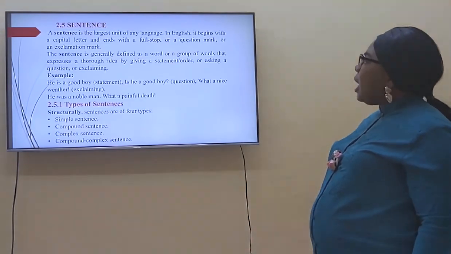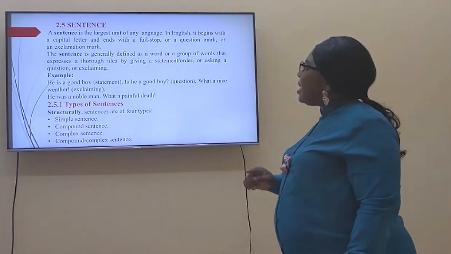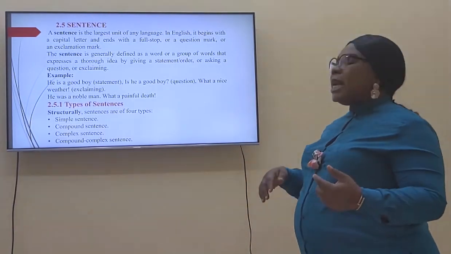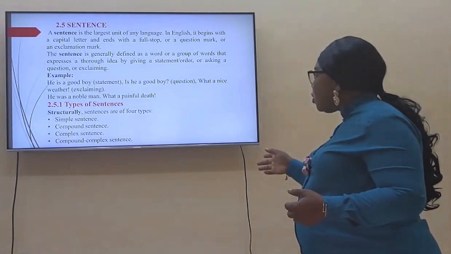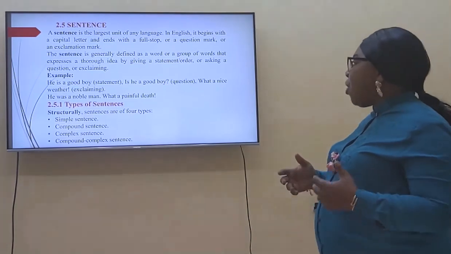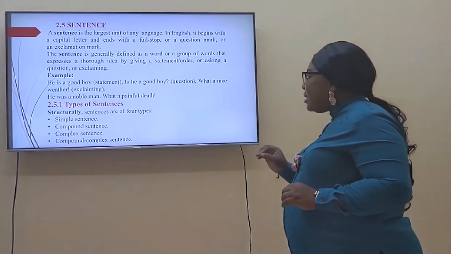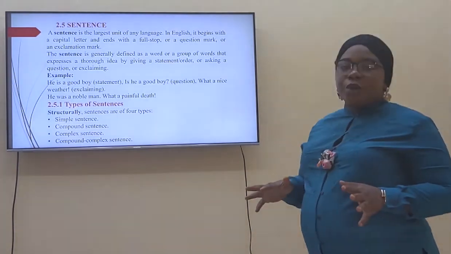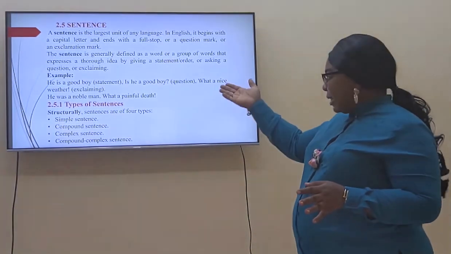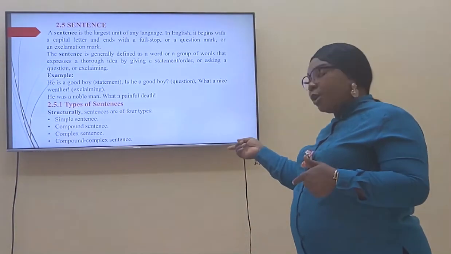Right? The next one is sentence. What is a sentence? A sentence is the largest unit of any language. In English, it begins with a capital letter and it ends with a full stop, or a question mark, or an exclamation mark. Right? A sentence is generally defined as a word or group of words that expresses a thorough idea by giving a statement, an order, or asking a question or exclaiming. For instance, he is a good boy. That's a statement. Is he a good boy? That's not a statement but a question.